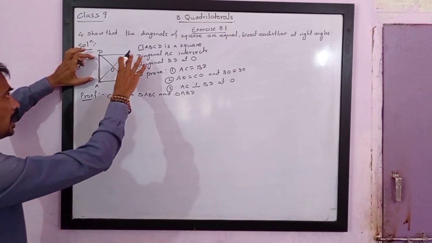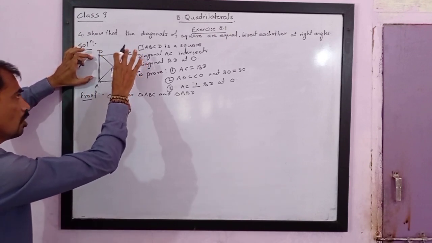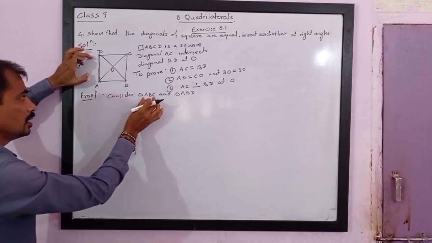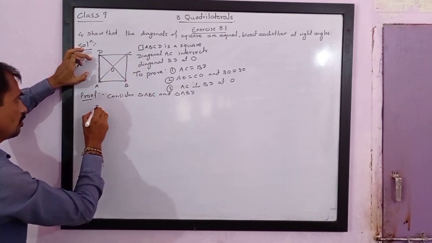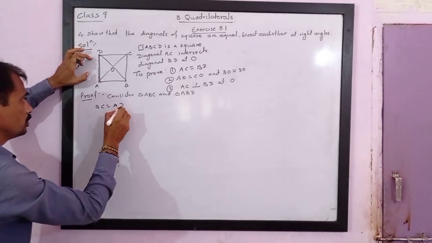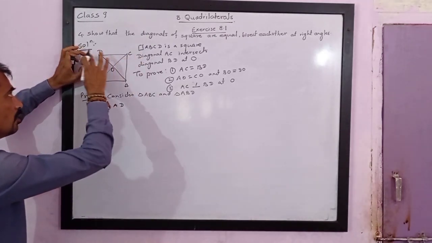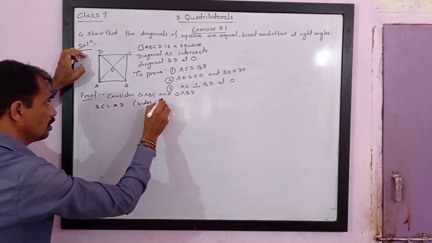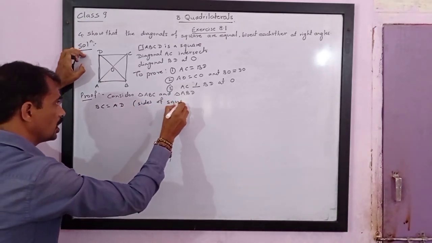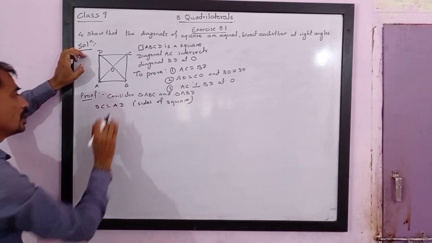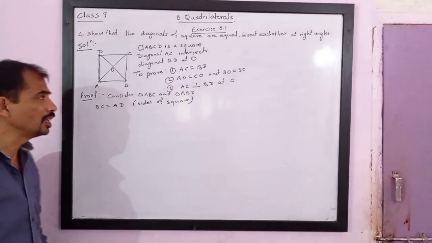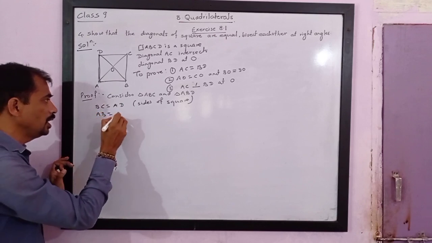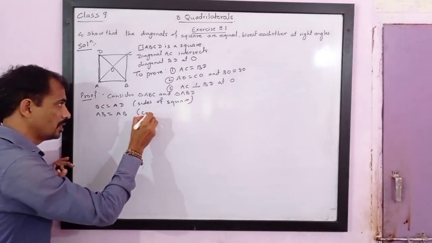In this we can say that BC equals AD. I am taking the sides of these triangles first. BC equals AD, reason is sides of a square. All sides of a square are equal, so these must be equal. Then AB equals AB, reason is common side.